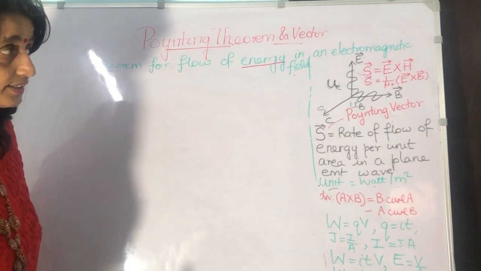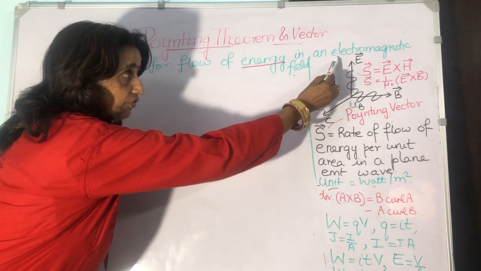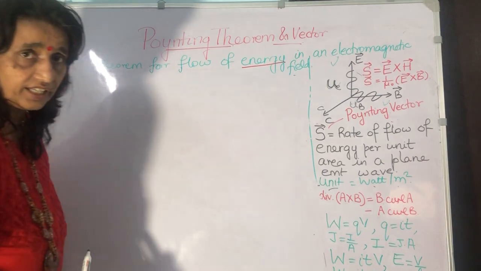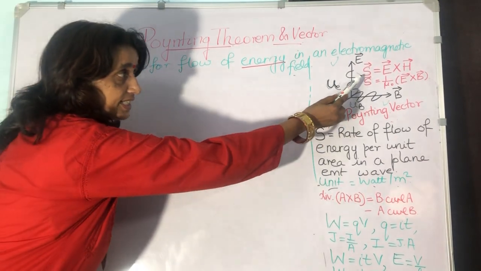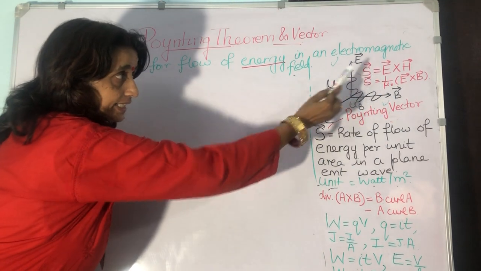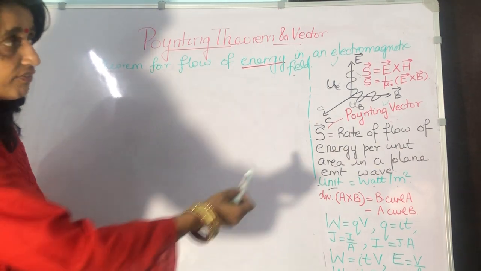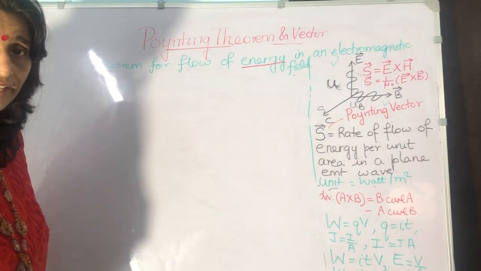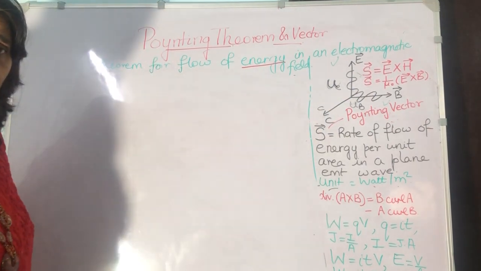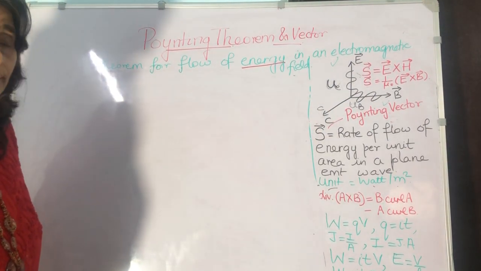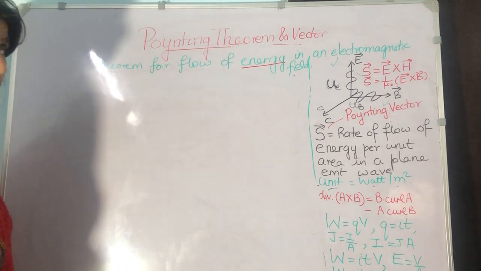The vector which gives a combination of electric field and magnetic field is known as the Poynting vector, represented by S. It is equal to E cross H, or you can even write it in terms of magnetic field B as S is equal to 1 upon mu naught, where mu naught is permeability in vacuum, into E cross B.